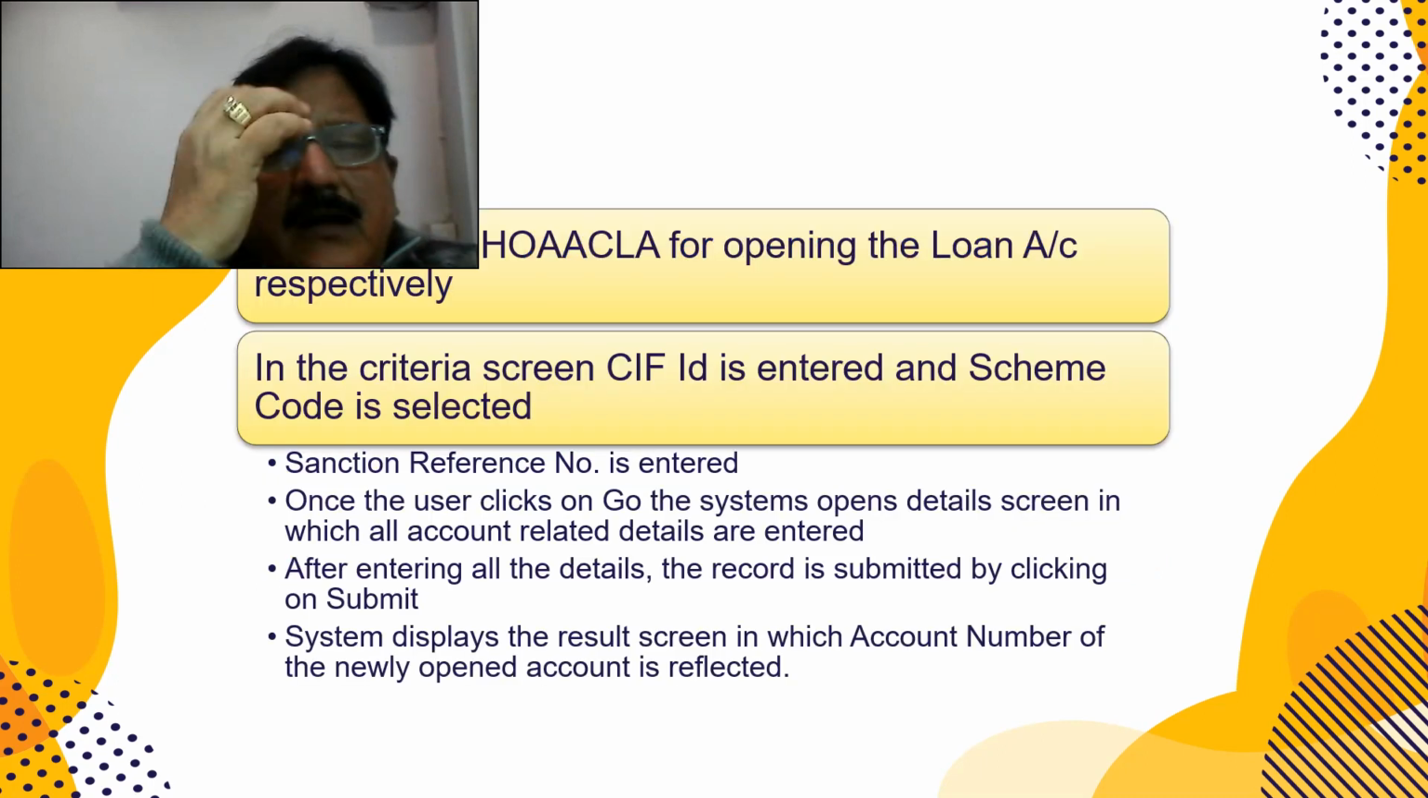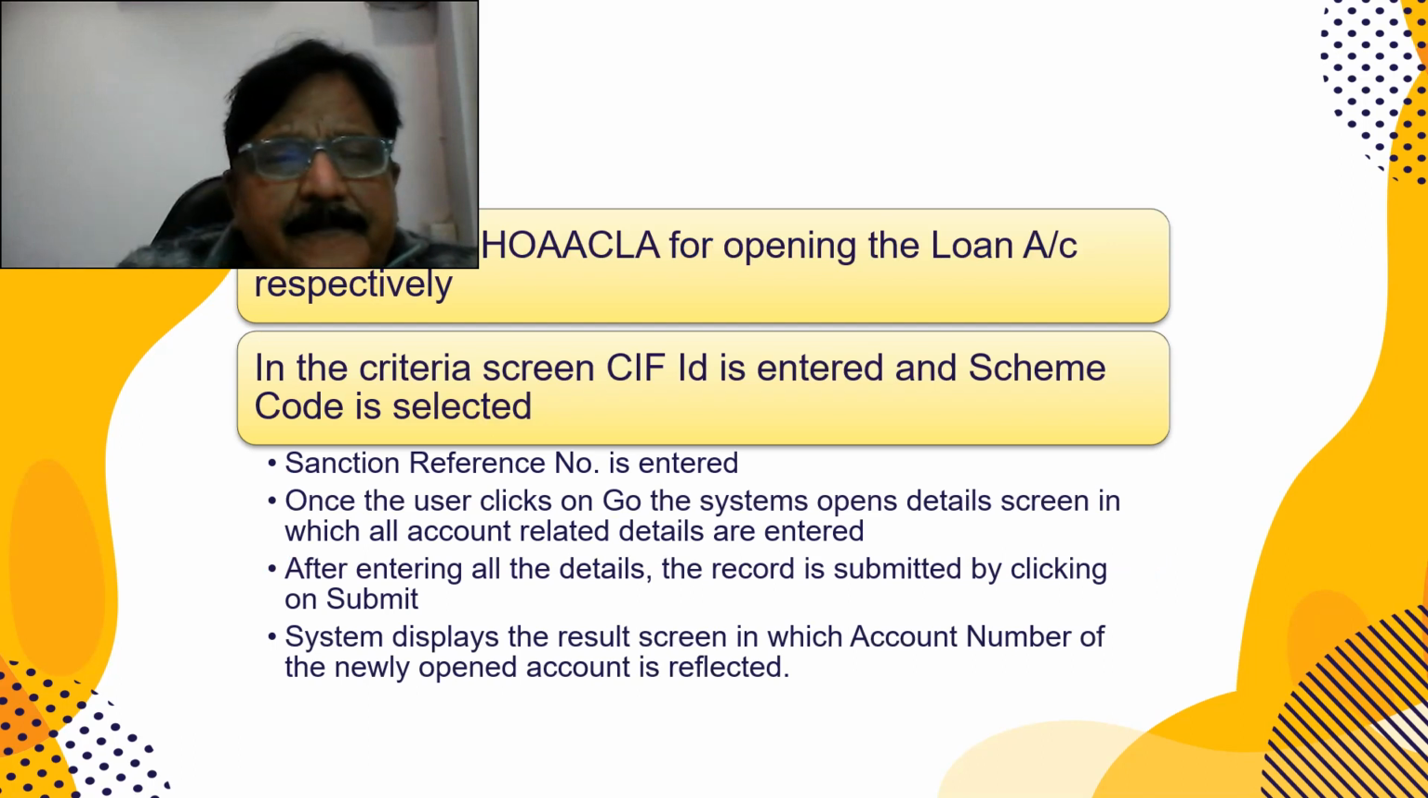This is the command HOAACLA for opening of the loan account. In the criteria screen, KIF ID is entered and scheme code is selected. The sanction reference number is entered. Once the user clicks on go, the system opens a detailed screen in which all account related details are to be entered. These are tabs which you have to visit. You have to remember which tabs are to be visited in which type of accounts. After entering all these details, the record is submitted by clicking submit.